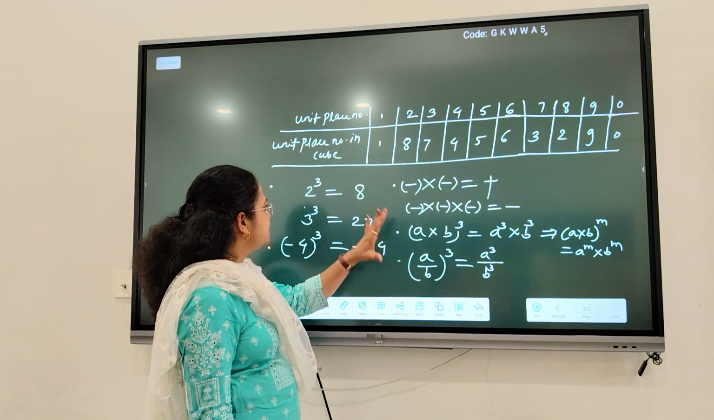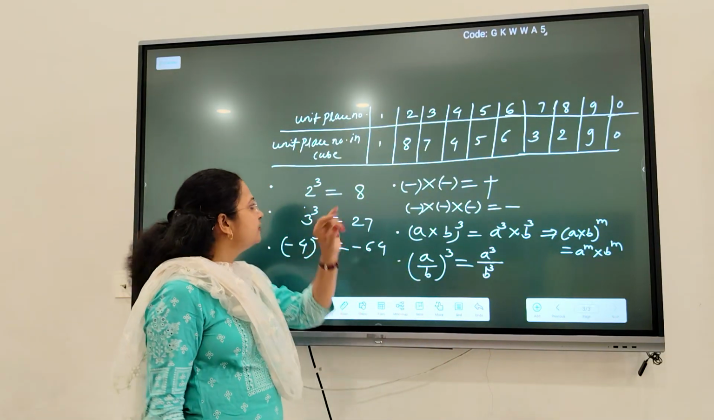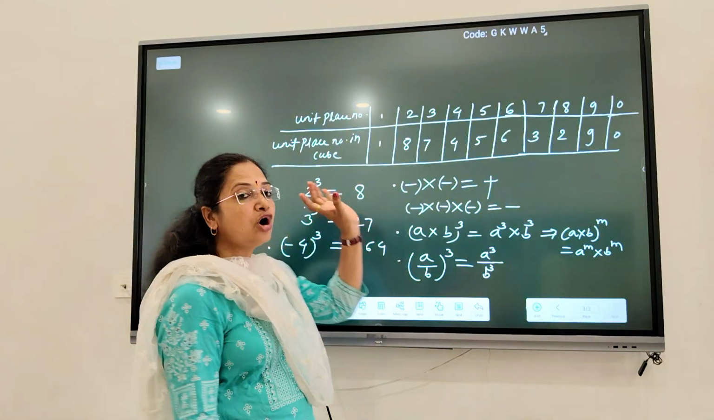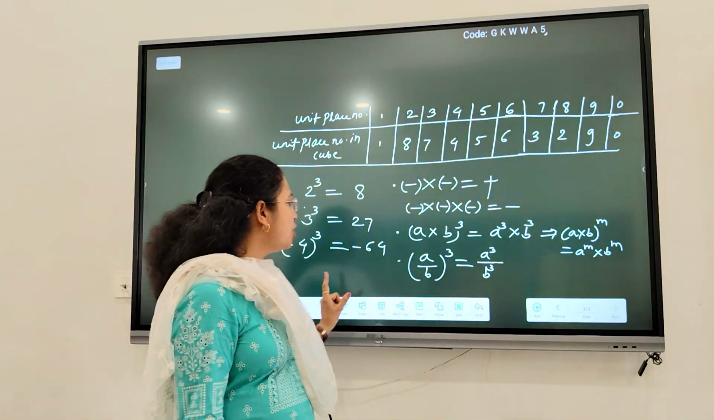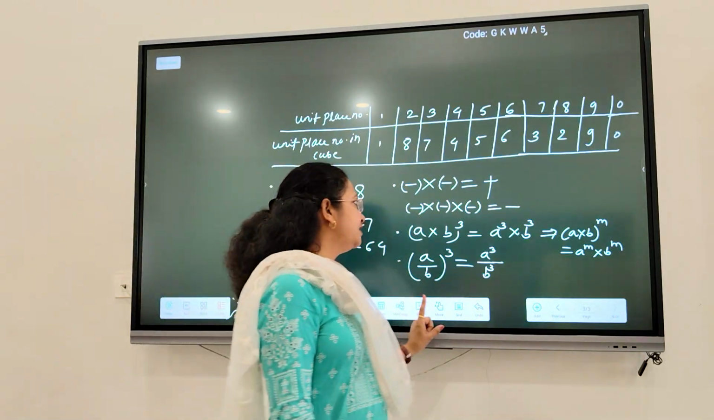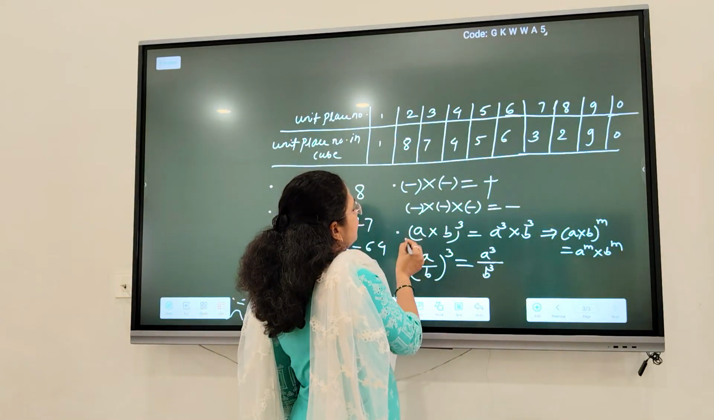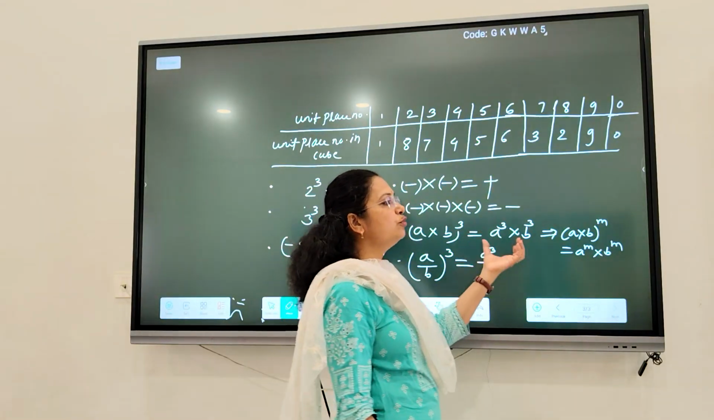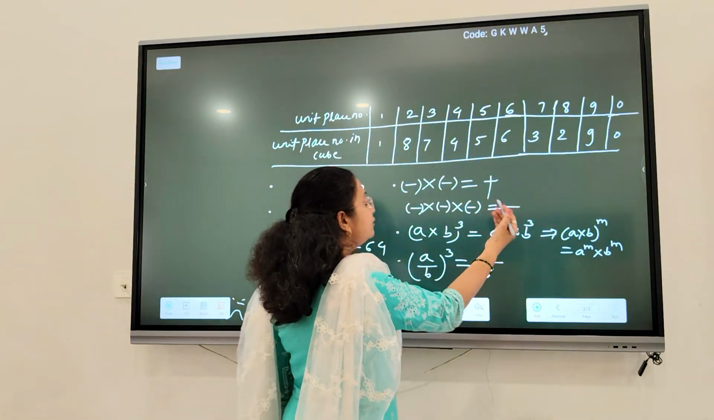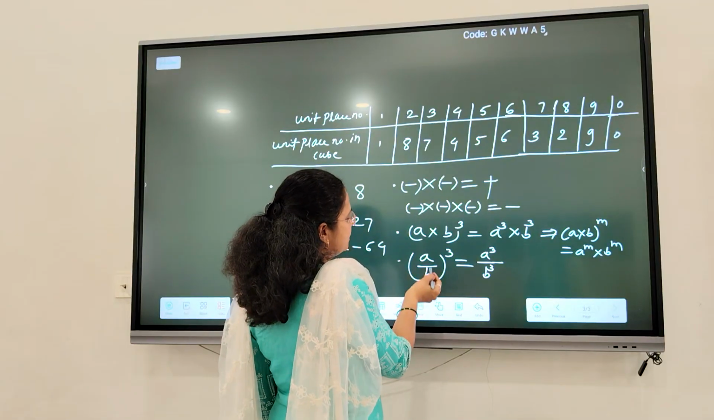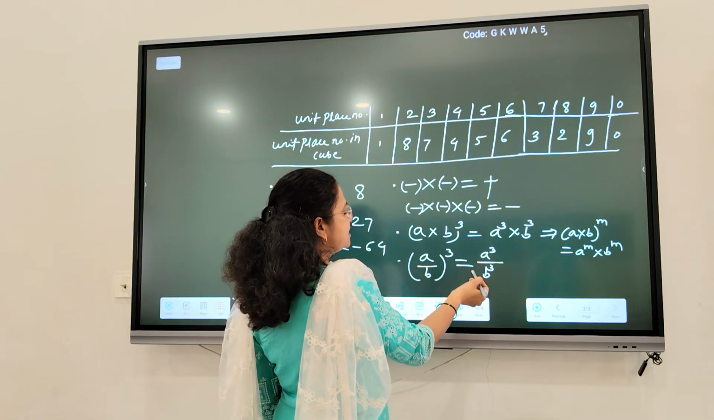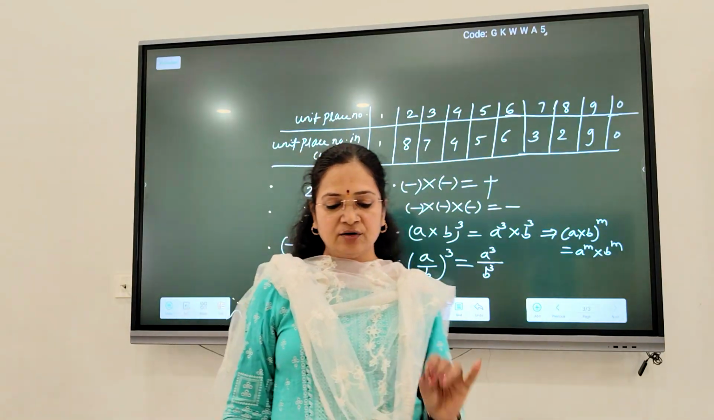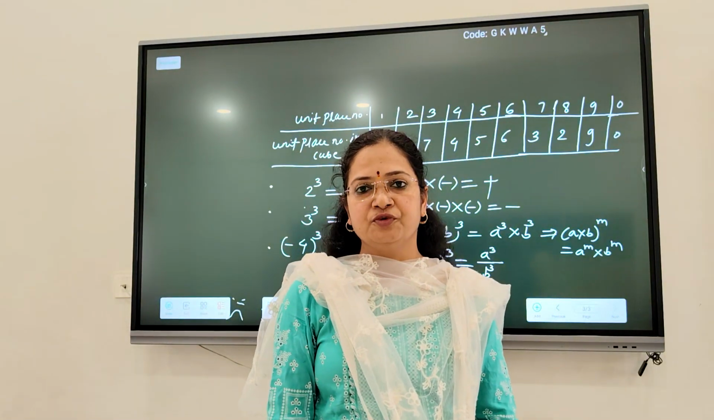These are three properties. What are the properties? First, the cube of an even number is even, the cube of an odd number is odd, the cube of a negative number is always negative. The cube of a product of two numbers is equal to the product of their cubes. If there is a division a upon b, then it is equal to a cube upon b cube. Understood? These are properties of cubes.